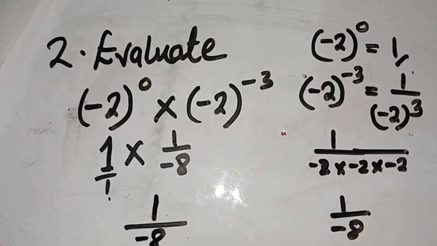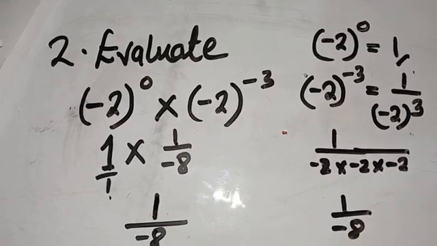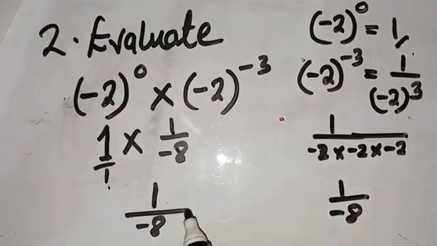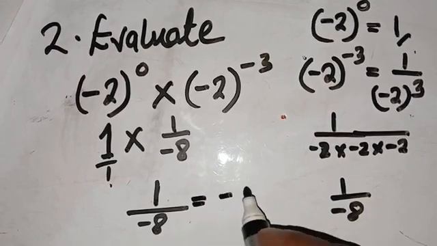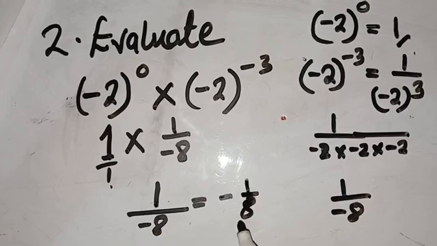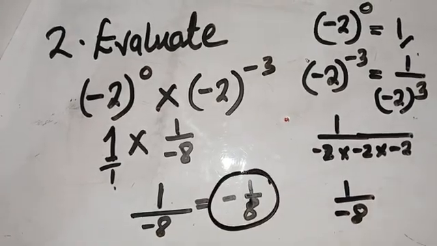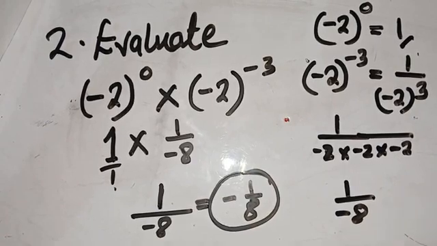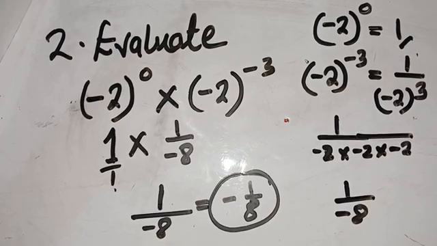Now, since this is a fraction, we'll end up with, we'll write it like minus 1 over 8. That is what is going to be our answer. All right, thank you very much. I hope you've gotten this one. Let me take you to the third question.